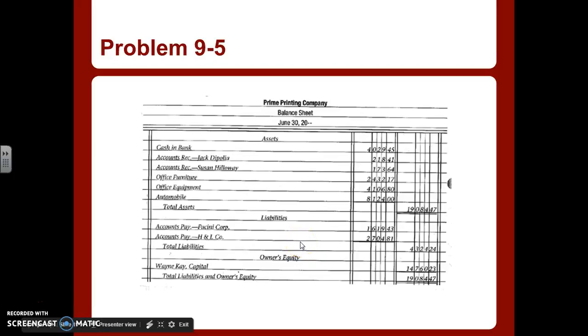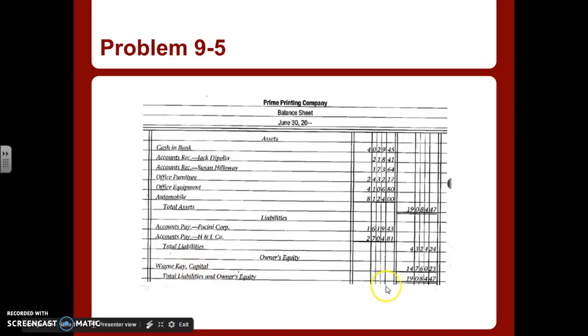Okay, problem 9.5. After you have completed the balance sheet, this is what it should look like. So you have the totals of all of the assets, and you have that listed here. Prime Printing Company is the company, the document is the balance sheet, and the date is June 30th of the current year. All of our assets are listed here, balances of the accounts listed here, single rule, total assets here. And all of our liabilities. The liabilities are listed here, balances of the accounts here, totaled up, total liabilities here.